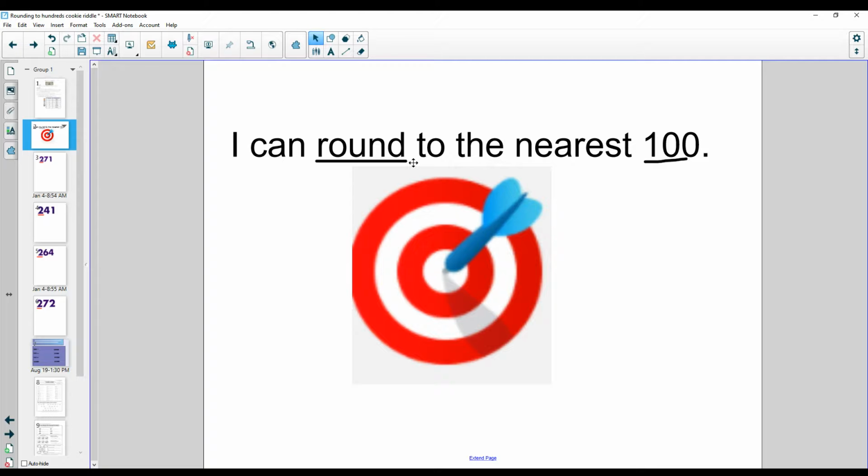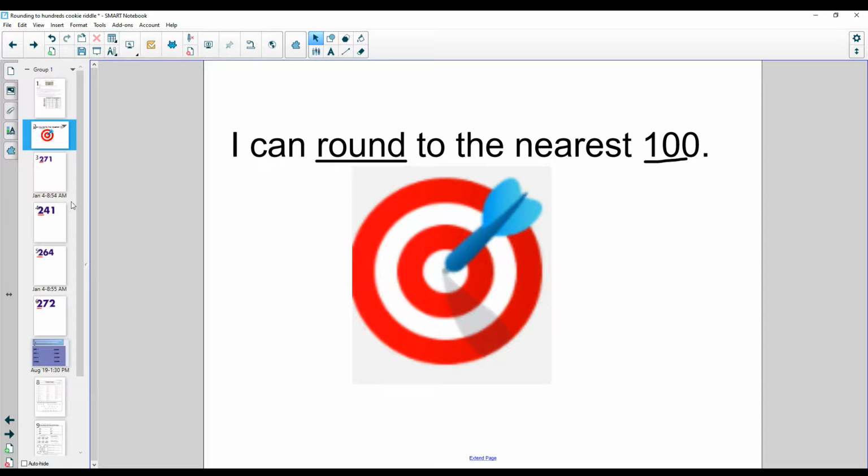Hi, third graders. Today's lesson is a lot like yesterday's. Yesterday, we rounded to the nearest 10. Today, the learning target is I can round to the nearest 100. We're going to use the same saying. 4 or less, let it rest. 5 or greater, see you later.